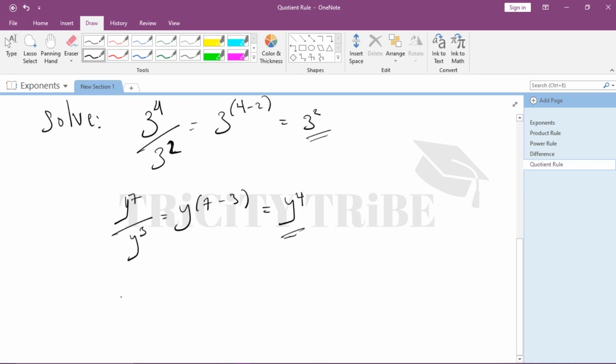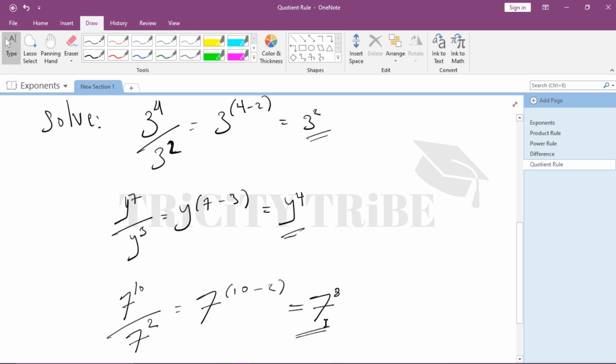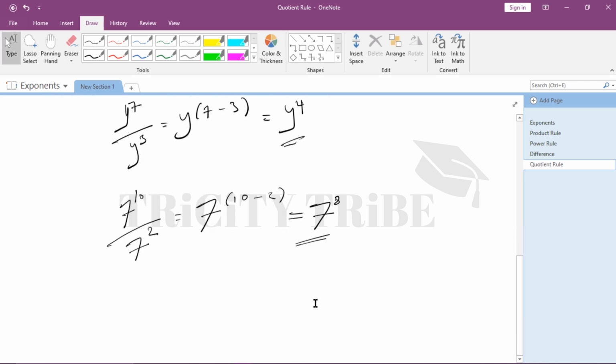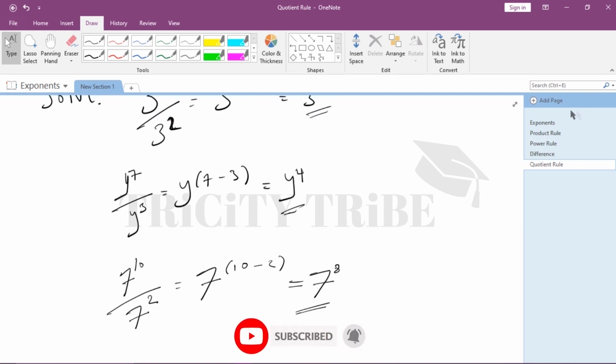You can see there's a difference between the quotient rule and the product rule. Let's say you have 7 raised to power 10 over 7 raised to power 2. You have 7 to the power 10 minus 2, and that gives you 7 raised to power 8. Can you see? Now let's go to the next rule.